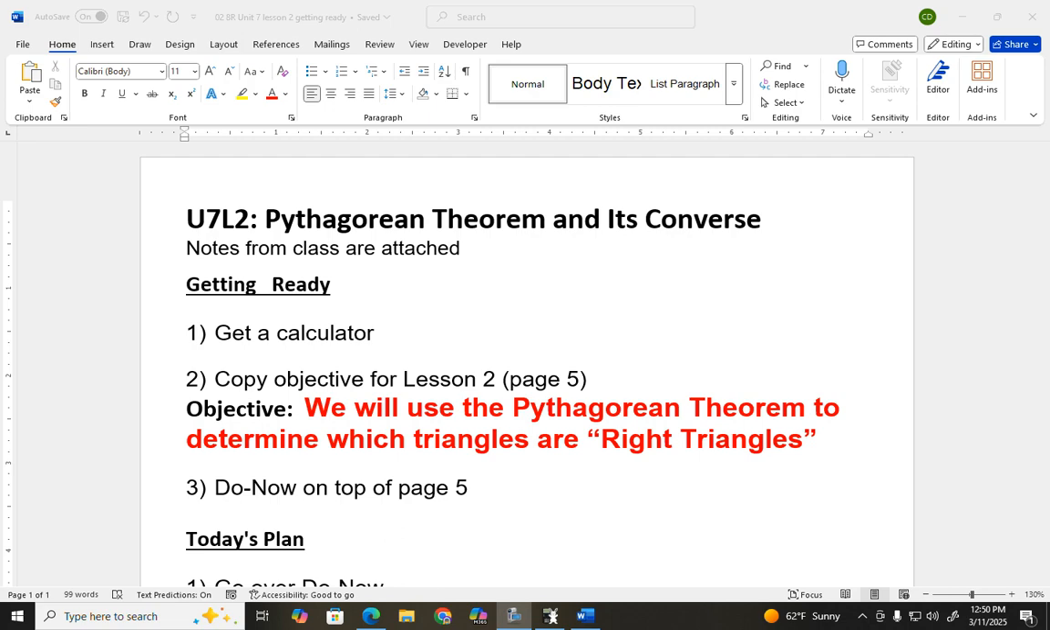So if 3 numbers work in the Pythagorean theorem, that must mean those 3 numbers are the sides of a right triangle. So make sure you have a calculator, copy the objective, and do the do now on the top of page 5, and I'll go over it with you in a few minutes.